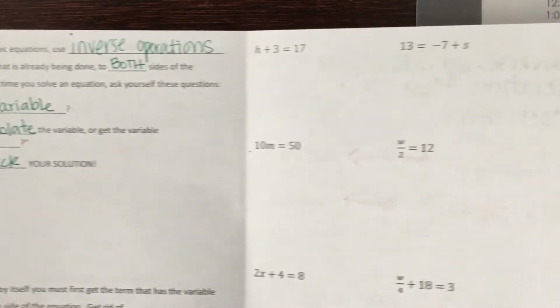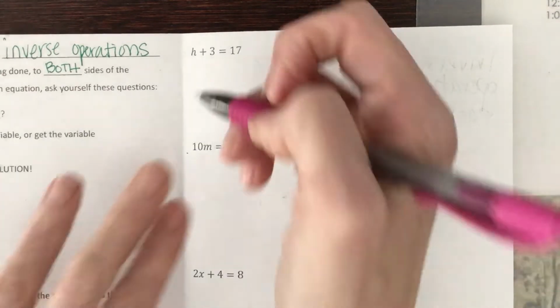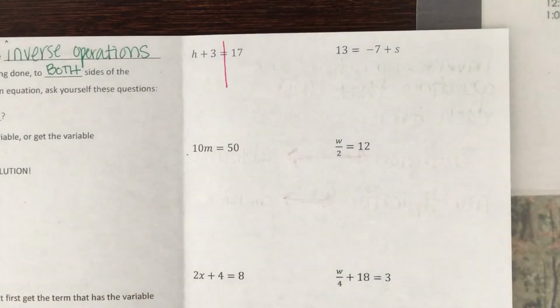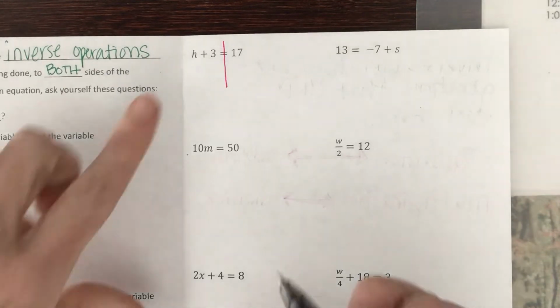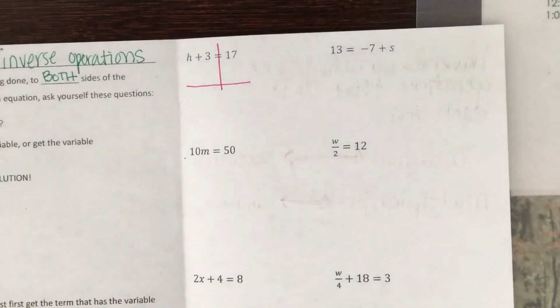All right, let's go to the right. We have some examples. So if h plus 3 equals 17, the first thing that we do when we solve an equation is we're going to draw a line down our equal sign. That's like our fulcrum on our teeter-totter, that center that keeps everything balanced, okay? All right, so I asked myself, I need to keep this variable over here, so my variable is h, okay? So I want to keep that over here.